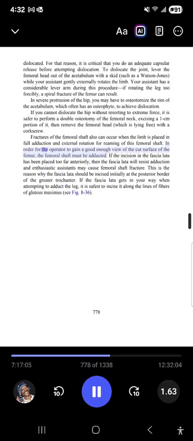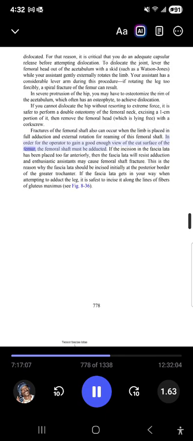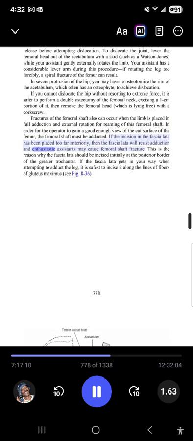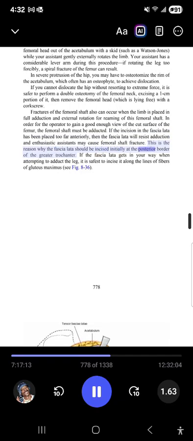In order for the operator to gain a good enough view of the cut surface of the femur, the femoral shaft must be adducted. If the incision in the fascia lata has been placed too far anteriorly, then the fascia lata will resist adduction, and enthusiastic assistance may cause femoral shaft fracture. This is the reason why the fascia lata should be incised initially at the posterior border of the greater trochanter.